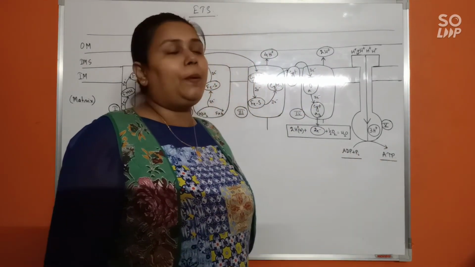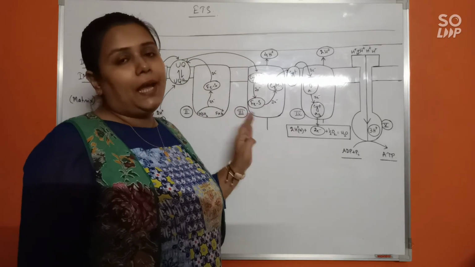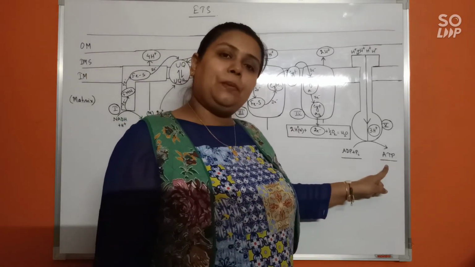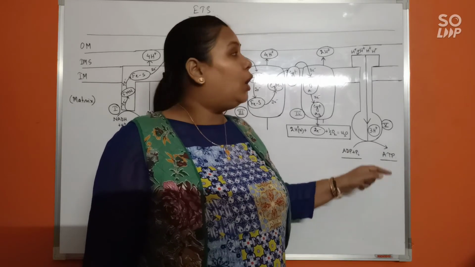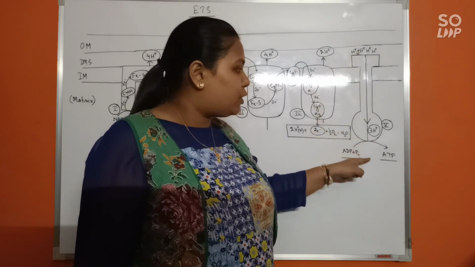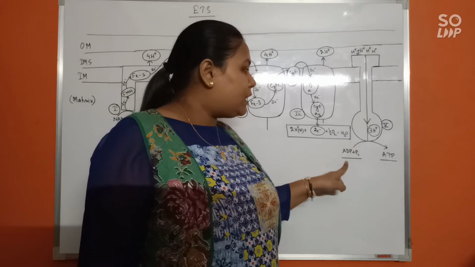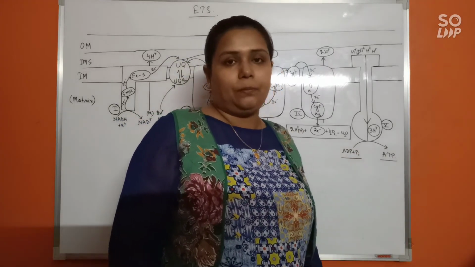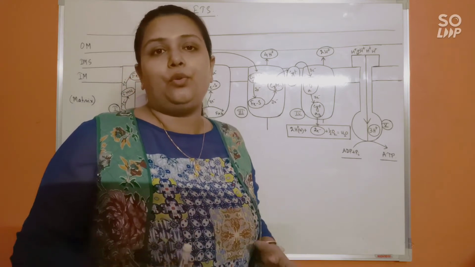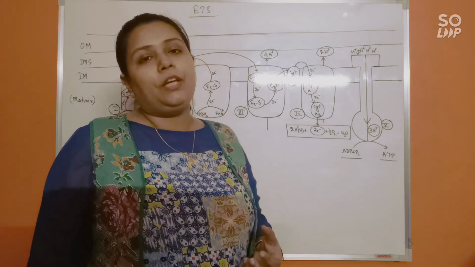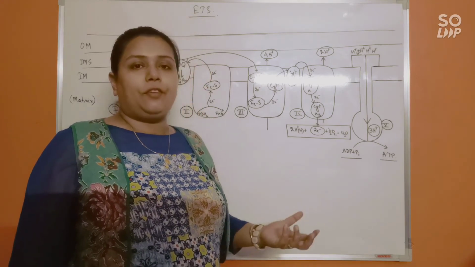So this is how by the end of the process, by the end of the ETC, a lot of ATP will be produced. Okay, a lot of ATP will be produced. How? When 3 protons are passed through ATP synthetase, 1 ADP will be converted to 1 ATP. Is that clear? Let us now see how much ATP is being produced by NADH and how much ATP will be formed due to FADH2.